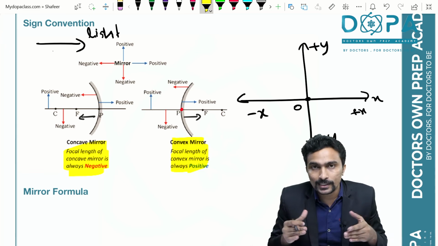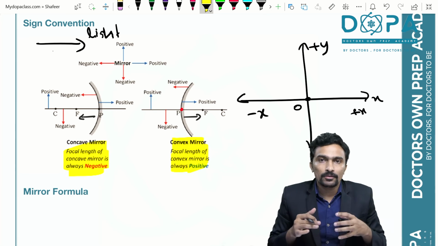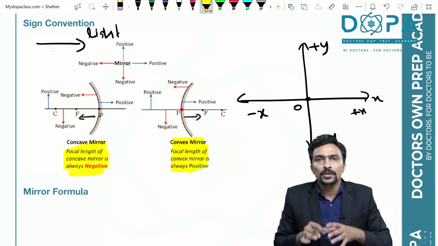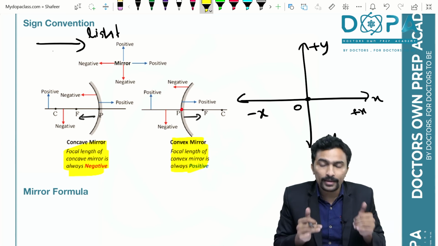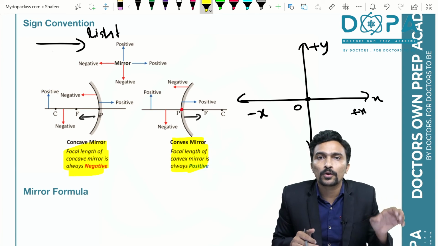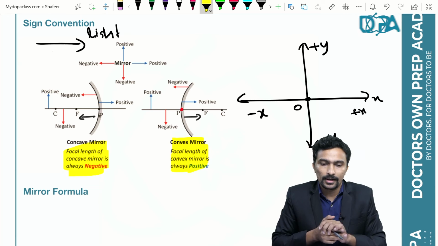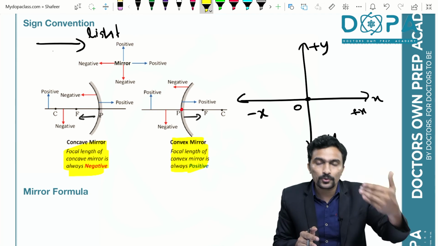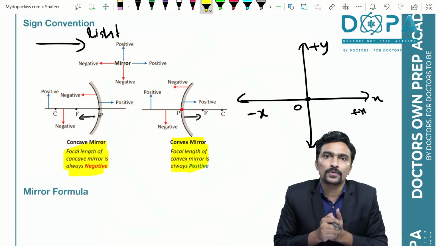Okay, so this is the logic behind sign convention, and we have to apply this in every formula. The same logic can be applied to lenses also, and you can make the same reasoning for the focal length of concave lens and convex lens. Clear? So compare this with the XY coordinate system and understand truly what is meant by sign convention.